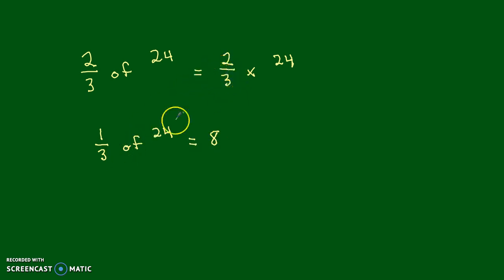2/3 equals 1/3 times 2. Since 1/3 times 2 is 2/3, we're also going to have to take the 8 times 2, which is 16. So that shows us that 2/3 times 24 equals 16.